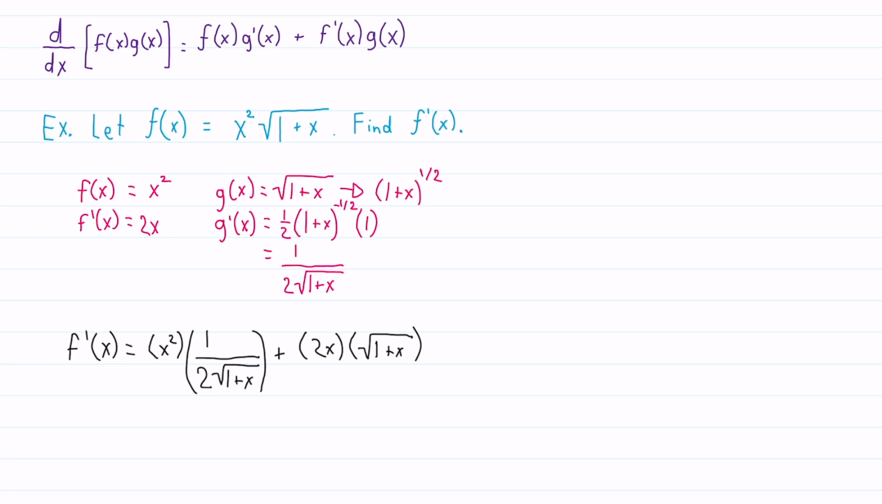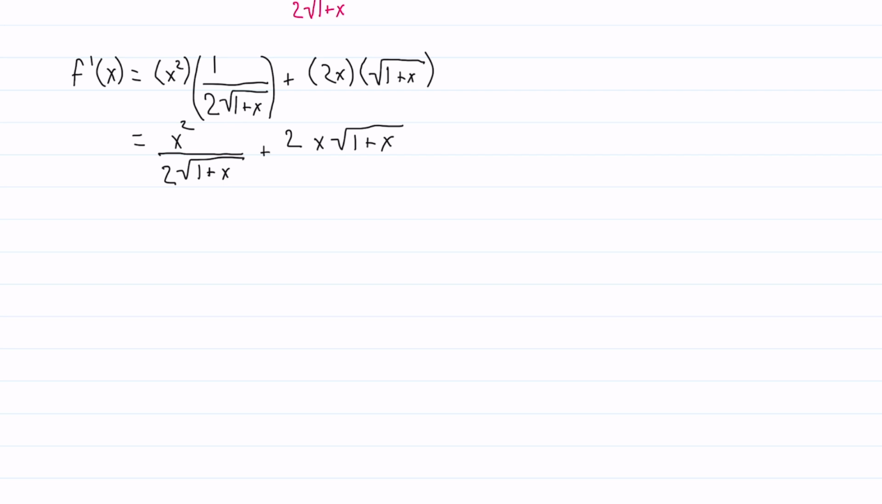Now to rewrite this a little nicer, it's just x squared over 2 root 1 plus x plus 2x root 1 plus x. Now we're just going to simplify this a little farther. First, we'll multiply the top and the bottom of the second term by the denominator of the first term. So times 2 root 1 plus x over 2 root 1 plus x.